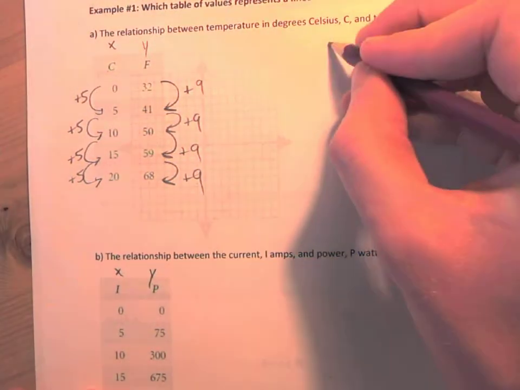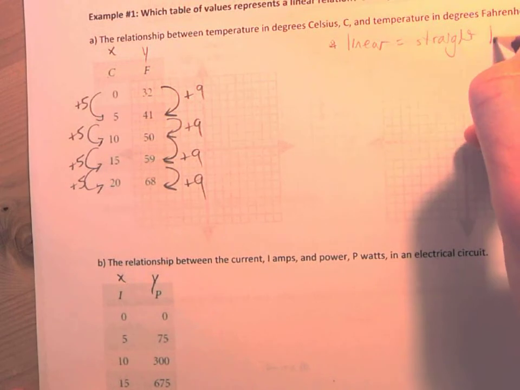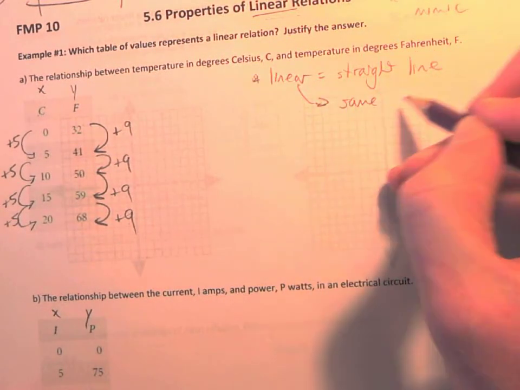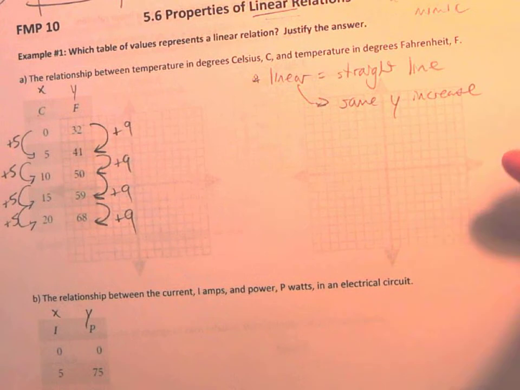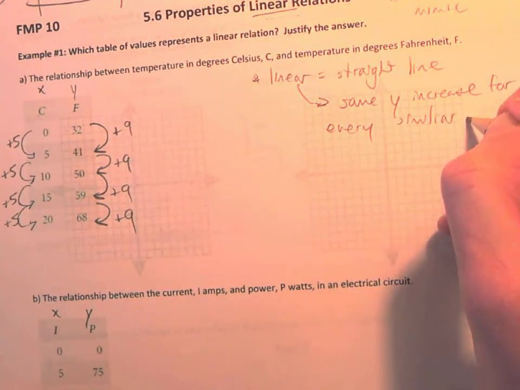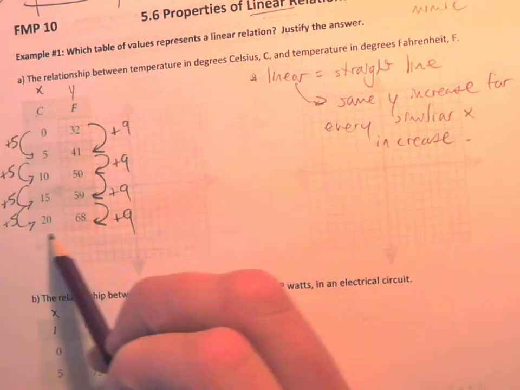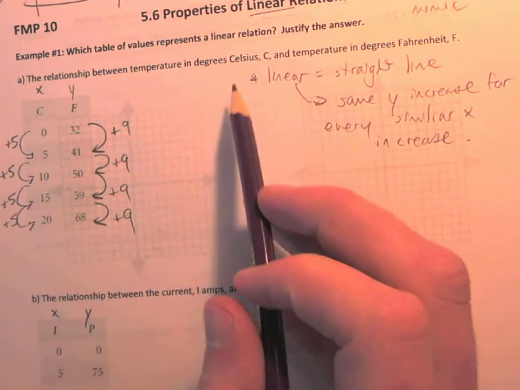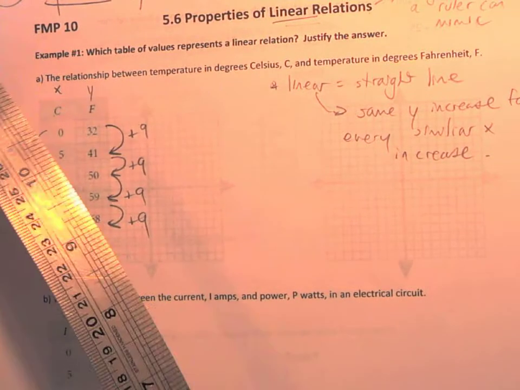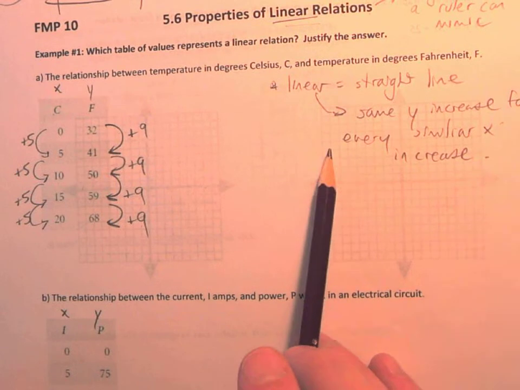So if you see this, we know linear means straight line, which means same y increase for every similar x increase. So that's how you look at it through a table of values perspective. Because it's not represented as a graph, it's not easy to see. You can't just take a ruler and see if it lines up, because they're just numbers listed. So what you can see is the same y increase for every similar x increase.